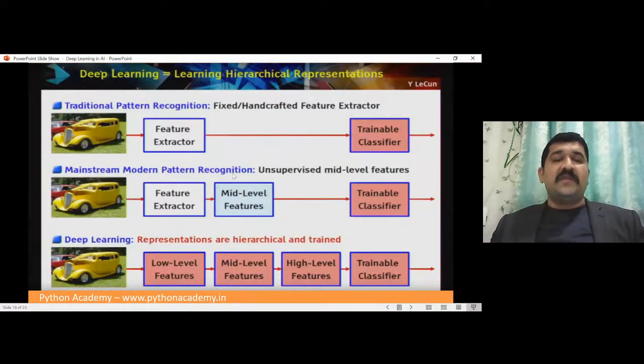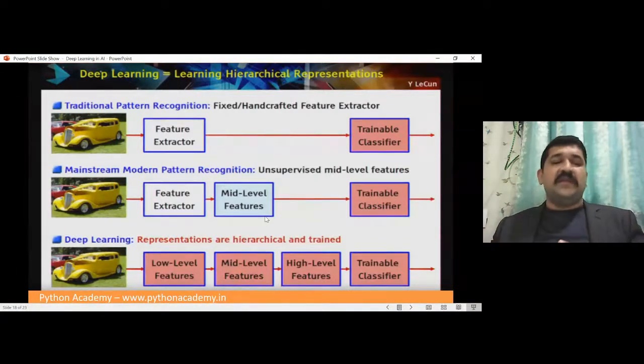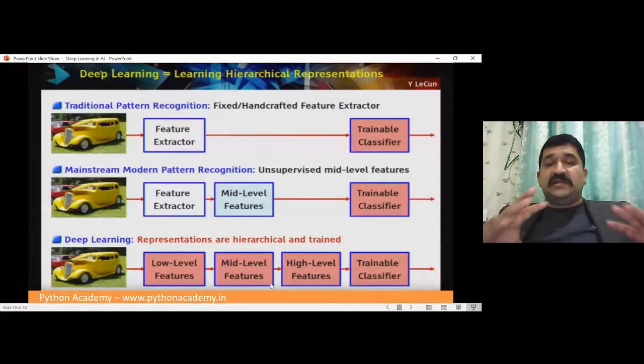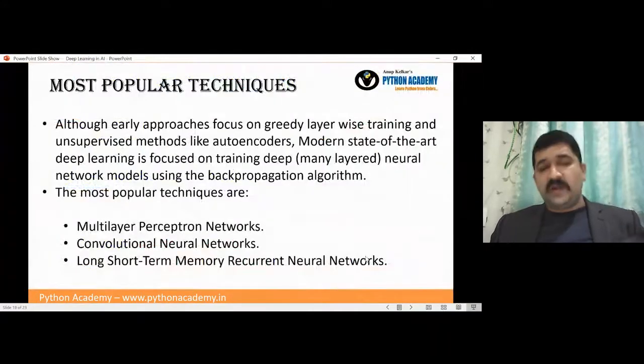So mainstream modern pattern recognition uses unsupervised mid-level features, with feature extraction and mid-level features. That means whatever features we have, again we try to divide them into parts, but again it has limitations. Whereas deep learning representations are hierarchical and trained, so we have a lot of levels now: low level, mid level, high level, and a trainable classifier. As the layers increase, the computation time also increases, and that's why you need more CPU or RAM, and that is not sufficient. That's why now those who do deep neural networks have GPUs or TPUs attached to them, and that is the way it works. Okay, that is what neural networks are all about.